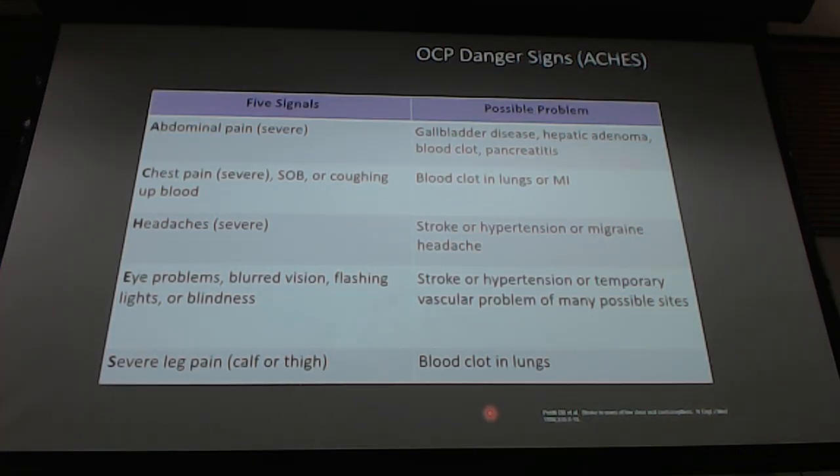These are your danger signs. This is when you're really worried about your patient because we're not sure exactly what's going on. So the acronym is ACHES: abdominal pain, chest pain, headaches, eye problems, or severe leg pain. A lot of this is dealing with clots and cardiovascular risk, right? So you're worried about those. You're trying to make sure that there's no other underlying disease happening. So I definitely want you to remember your signals, remember your acronym ACHES, because that is going to be our stop for our patient. Come in immediately if you're experiencing any of these signs.